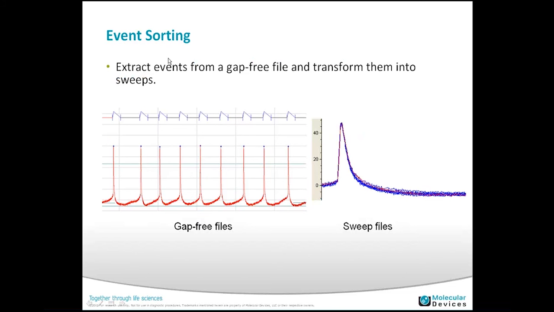Now, the events in the gap-free mode can also be extracted and transformed into sweep files. You can see here that this action potential was recorded in gap-free mode, and we can capture those action potentials as single action potentials in sweep files. We will show you how to do that in the later part of my presentation, where I will use Clampfit for a live demonstration to show you how we can do that.